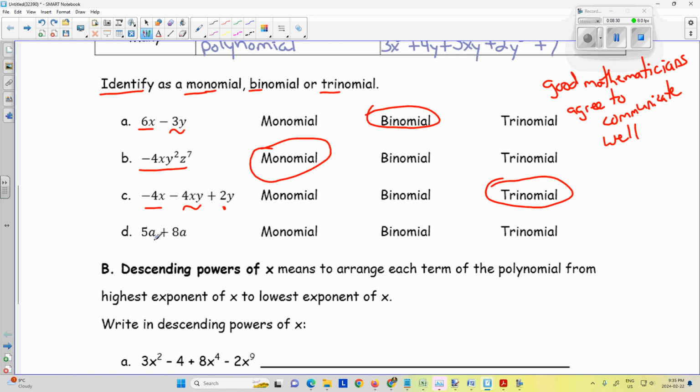But we can actually combine these because these are like terms. It's kind of like saying I've got 5 Kit Kat bars and 8 Kit Kat bars. If I put them together, I've got 13 Kit Kat bars. So this ends up being a monomial because we can do something like this and just go, well, I've got 13a.